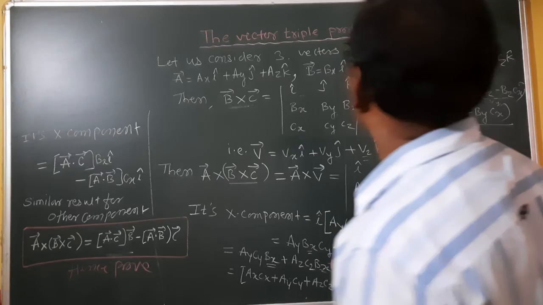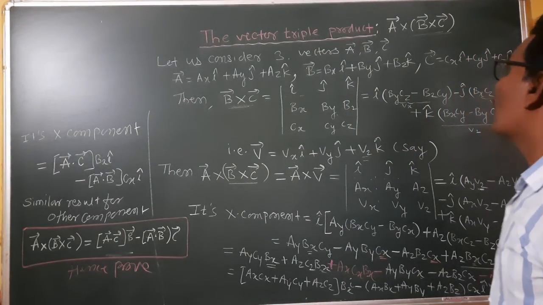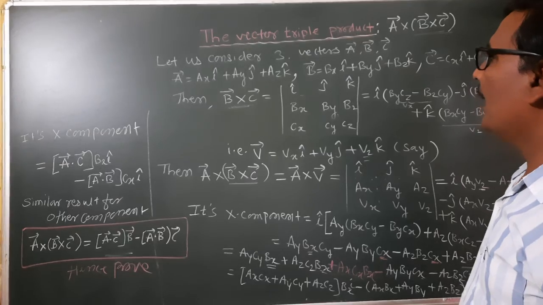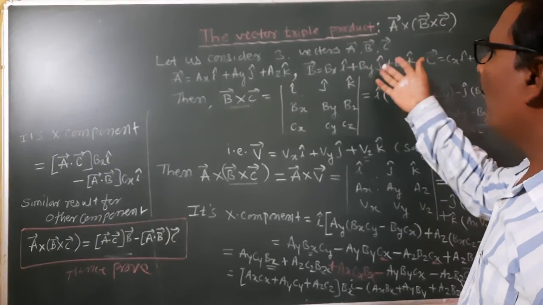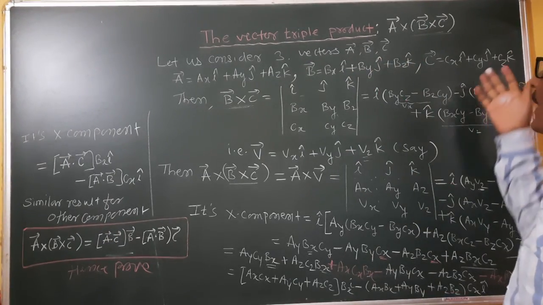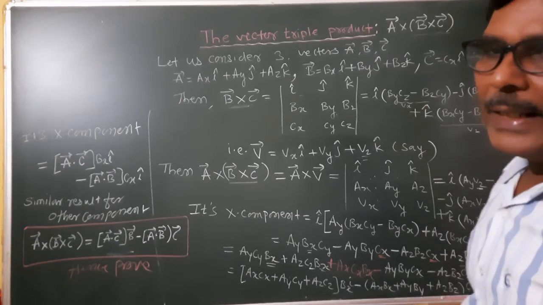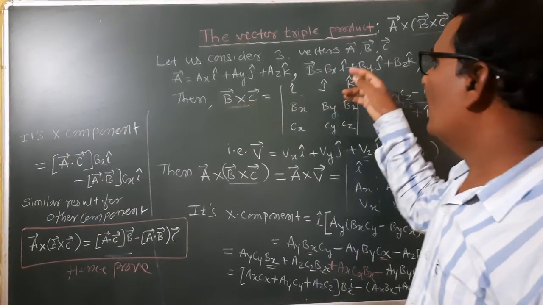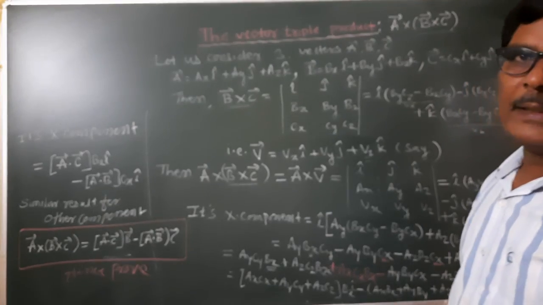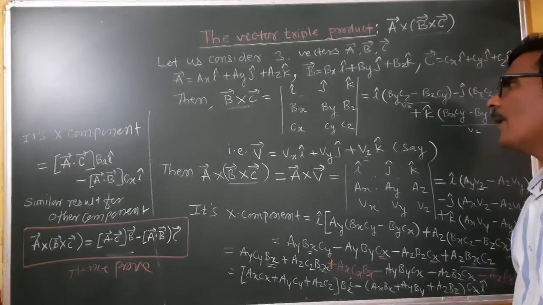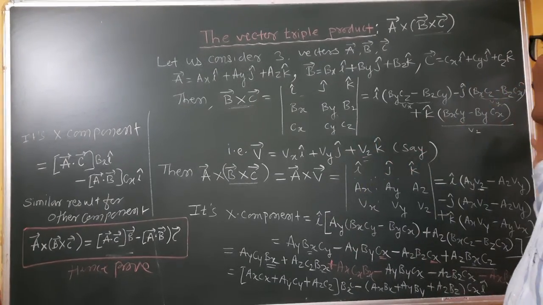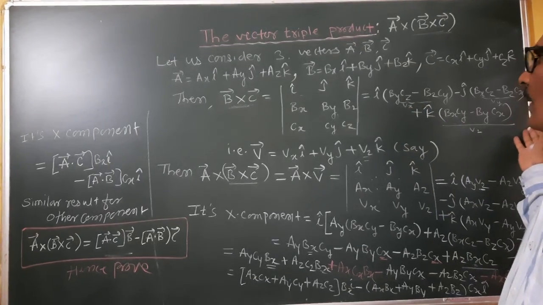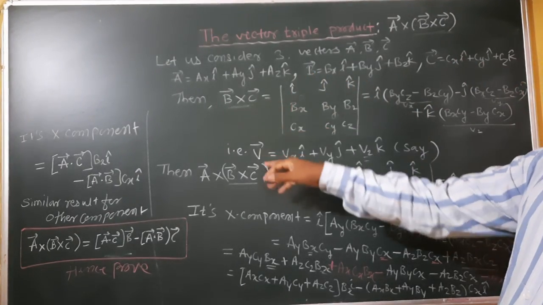See here, A bar cross B bar cross C bar are the three vectors, and A can be expressed in this way, B can be expressed in this way, C can be expressed, and we know that the vector product of two vectors B cross C can be expressed in the form of the determinant I J K, Bx By Bz, Cx Cy Cz. Solve the determinant. This gives this term. Substitute B cross C equals say V.